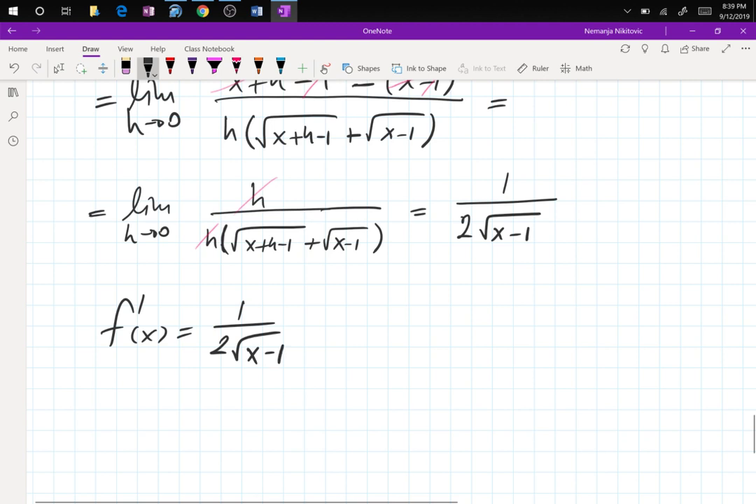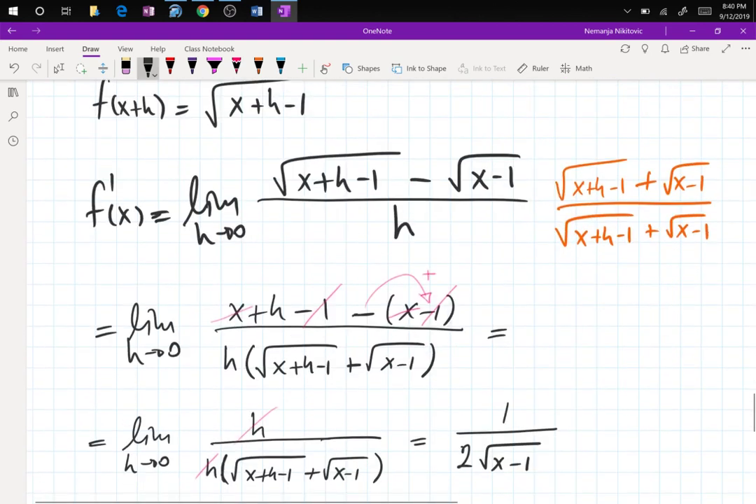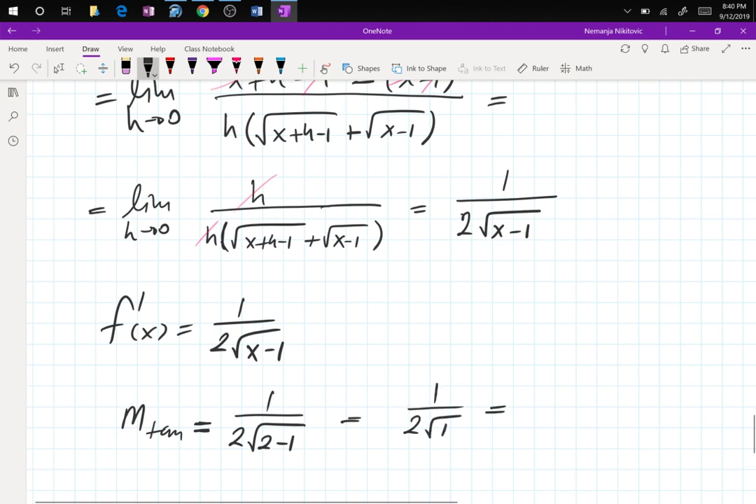Now we use the value provided. In the problem we were given x equals 2, and this is where you calculate your slope of the tangent line: 1 over 2 square root of 2 minus 1. And that is 1 over 2 square root of 1, which is 1/2. How'd you get rid of the h? h goes to 0 in the limit. So you literally just get rid of it.